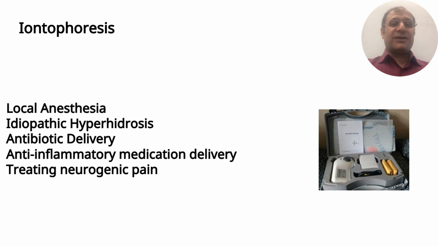Anti-inflammatory drug delivery. Iontophoresis is used to deliver anti-inflammatory drugs like diclofenac and salicylates into inflamed tissues, useful for treating tendon and joint inflammation. Use of vinca alkaloids. Vinca alkaloids like vincristine and vinblastine are delivered through iontophoresis to treat neurogenic muscle pain. These drugs reduce pain by inhibiting pain signal transmission in nerves.